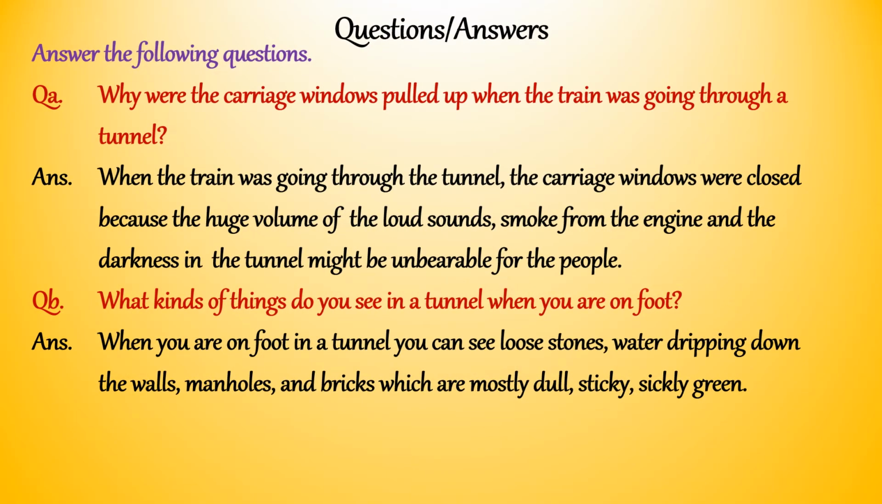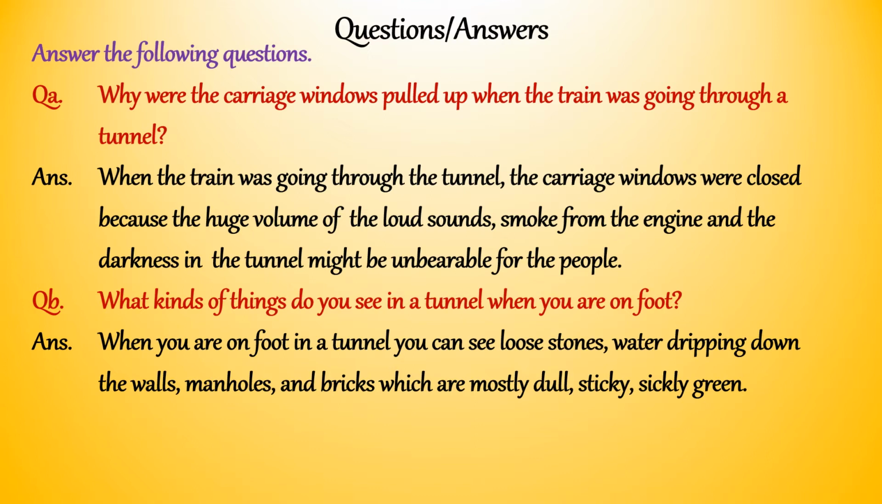Question A. Why were the carriage windows pulled up when the train was going through a tunnel? Answer. When the train was going through the tunnel, the carriage windows were closed because the huge volume of the loud sounds, smoke from the engine, and the darkness in the tunnel might be unbearable for the people.